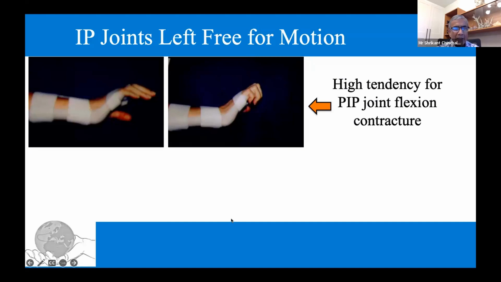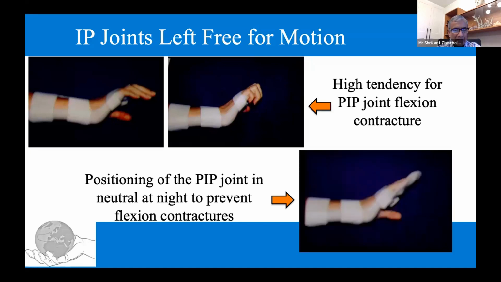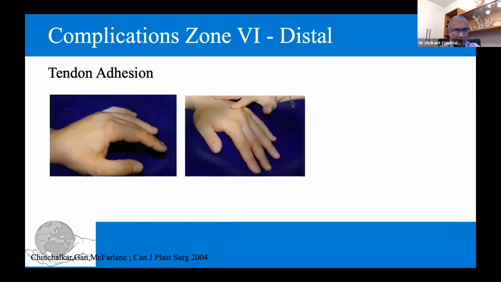So patients who are given a splint that maintains wrist in extension and metacarpophalangeal joints in extension, I've seen that these patients had a high tendency to form PIP joint flexion contracture. So in my opinion, PIP joint flexion contracture must be prevented by positioning the PIP joints in neutral or in extension by an additional splint that minimizes the position of the PIP joint in flexed posture.